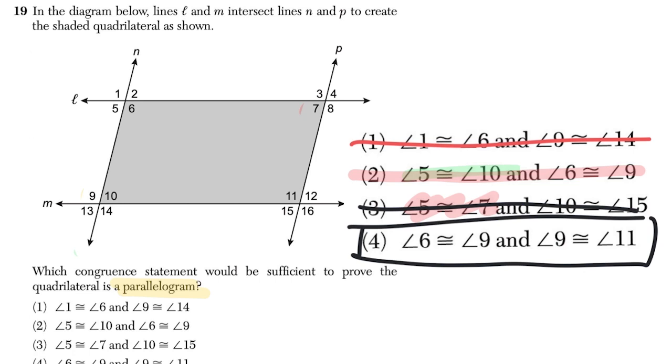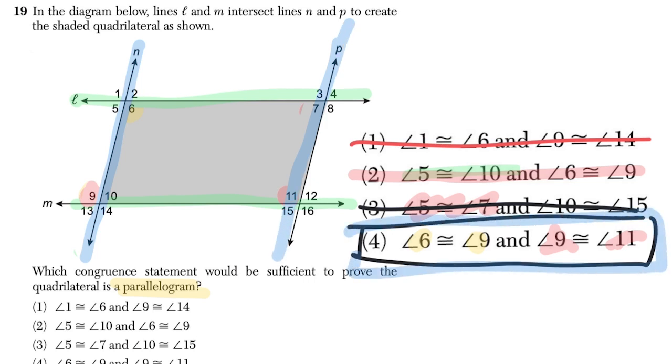It says angle 6 and angle 9, and here we've got 6 and 9. What kind of angle relationship is this? Oh, this is alternate interior angles, and I can see that L is going to be parallel to M. That looks great. And then the other one says 9 and 11. Here's 9. Here is 11. And you know what, guys? I recognize that 9 and 11 form a corresponding relationship, meaning that N has got to be parallel to P. So indeed, option 4 is the correct answer.